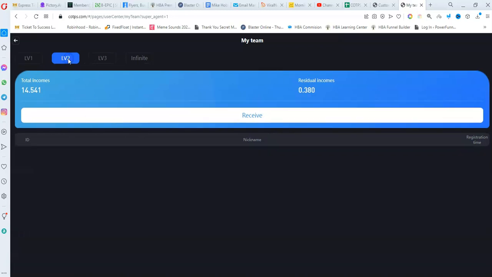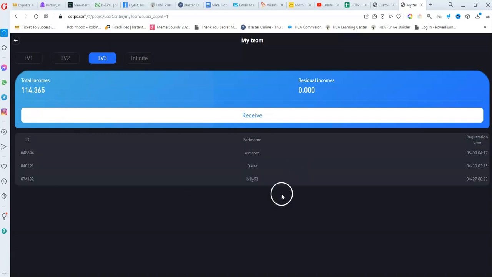Level 2 is the people that joined under them, which is not really a lot. Maybe it's one person, this person right here. And it shows their total income. And the level 3 is only one person. These are the people that he decided to bring under him. And right now there's 0 there.